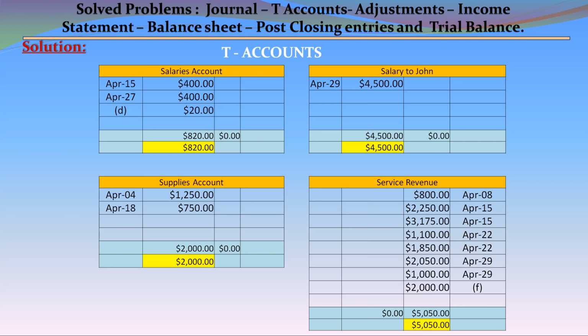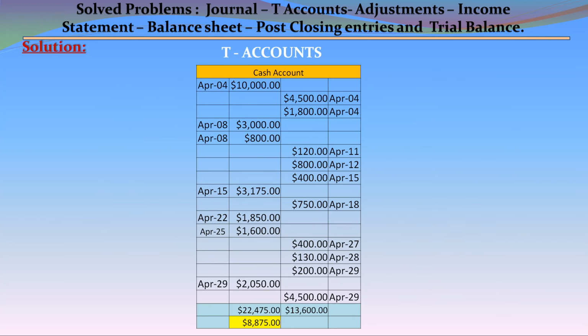April 15 2,250. April 15 3,175. April 22 1,100. April 22 1,850. April 29 2,050. April 29 1,000. Adjustment F 2,000. Total service revenue received 5,050.